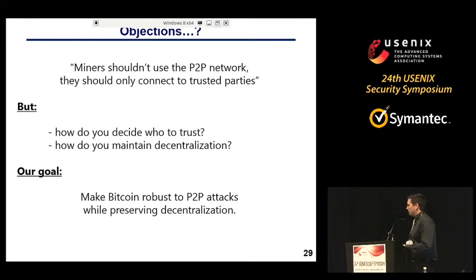So one objection is that this is really bad. The peer-to-peer network is vulnerable. Maybe miners shouldn't connect to the peer-to-peer network at all and only connect to trusted parties. But how do you decide who to trust? Major mining pools have engaged in things which are less than honest behavior. And if you did create some trusted club of networks, how do you let new people in? How do you determine who to trust? And how do you prevent this from becoming like a centralized club? So our goal was to make Bitcoin robust to peer-to-peer attacks while preserving the decentralization that's at the heart of Bitcoin.